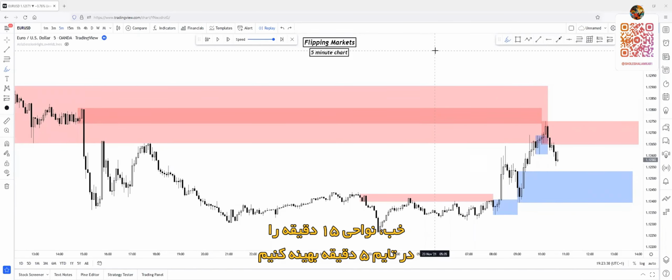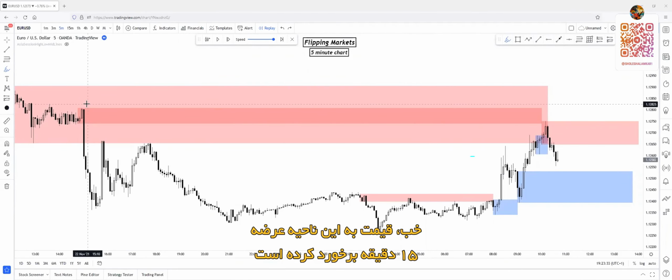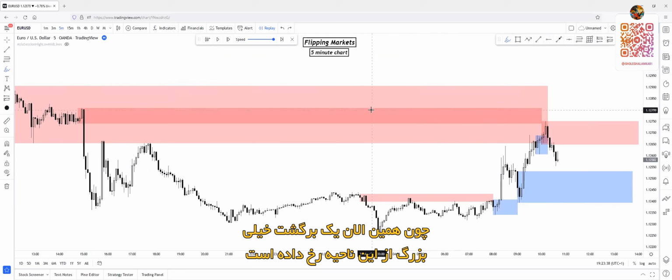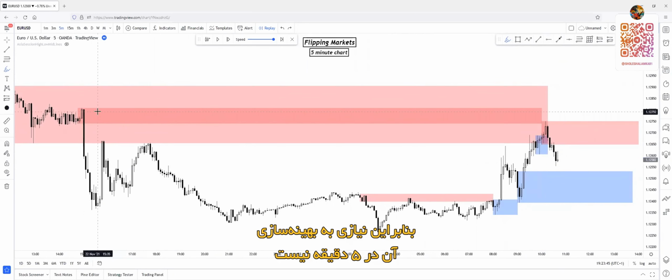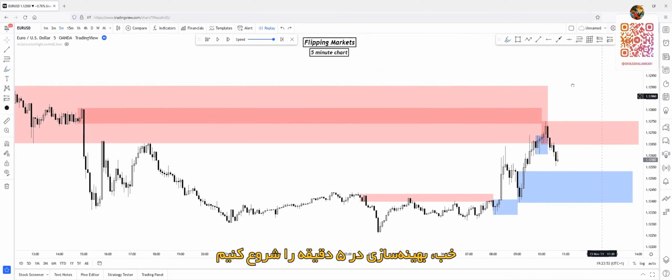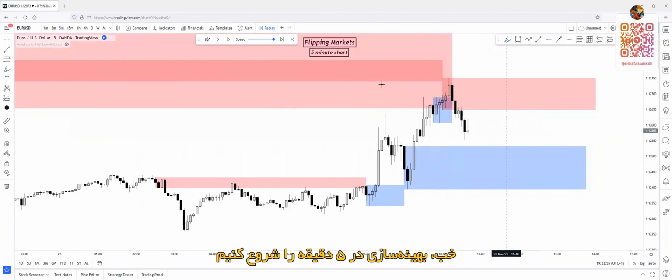Okay, so let's refine all of the 15-minute zones on the 5-minute chart. And as you can see, price actually tapped this 15-minute zone already, so there's no point to refine that zone, because a huge recovery and huge reversal already happened on the 15-minute zone. So there will be no point to refine that 15-minute zone on the 5-minute chart, because as I said, the reversal has already happened. So, okay, let's start the refinements on the 5-minute chart.